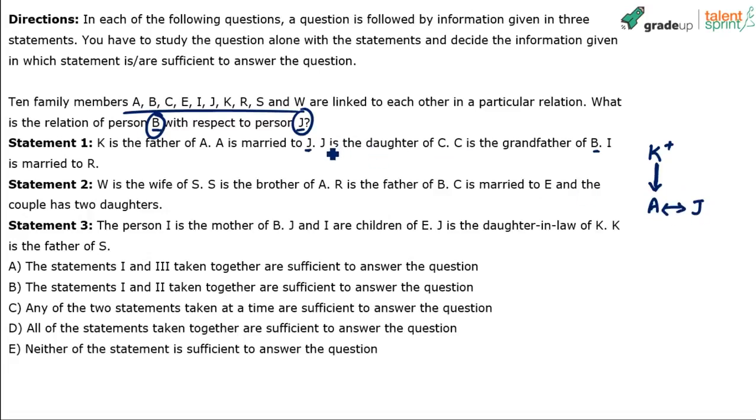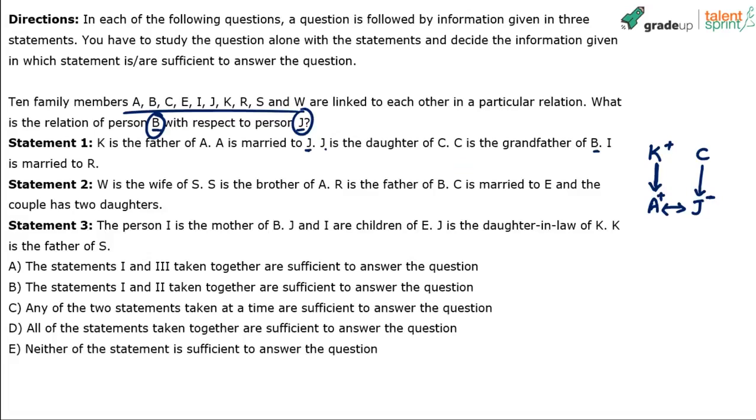J is the daughter of C. Now understand, J is the daughter, which means J is female, which means A is male, right? So A and J are married to each other. A is the husband, J is the wife. Now J is the daughter of C. Right? Now, is C the father of J? Not sure. Is C the mother of J? Not sure. It could be father or mother.